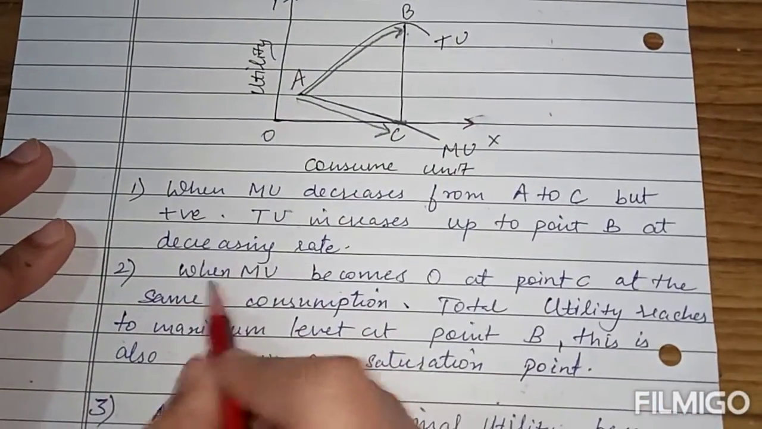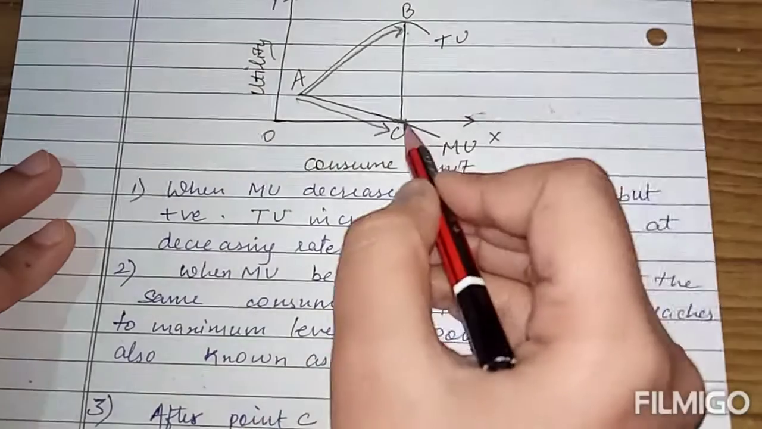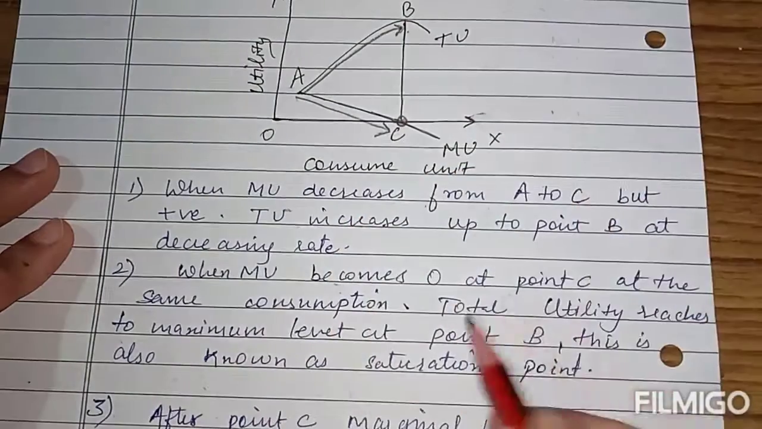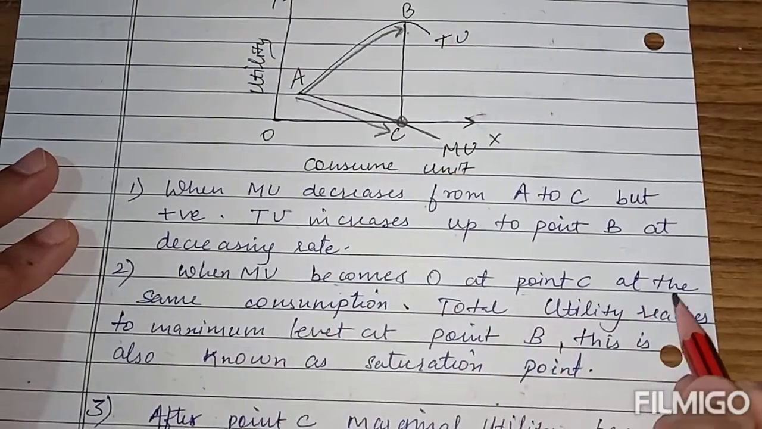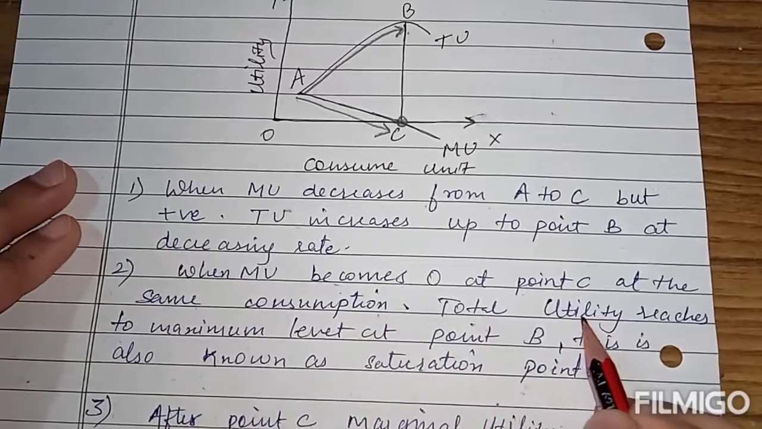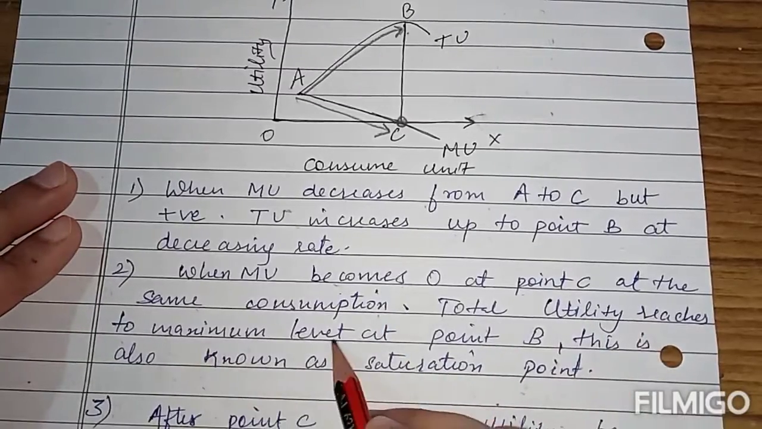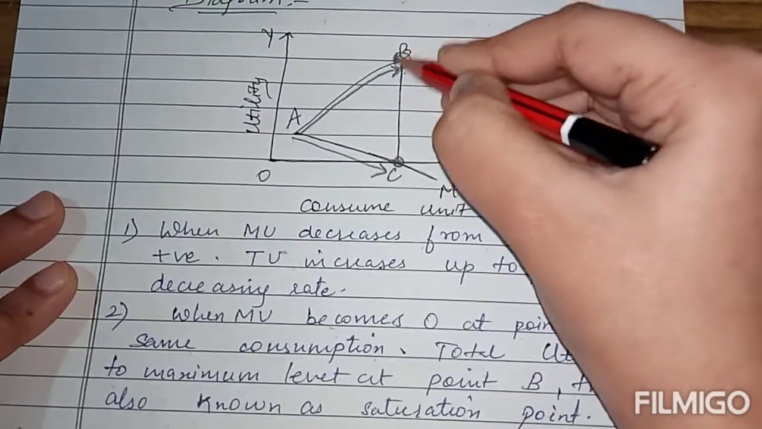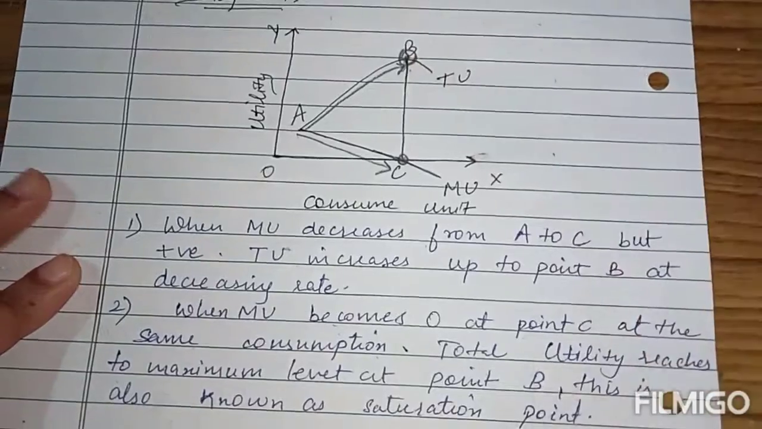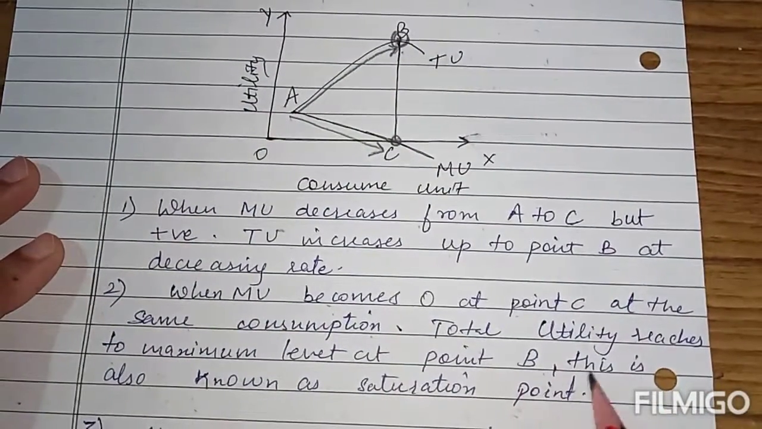Now the second is when marginal utility becomes 0 at point C. At the same consumption, total utility reaches its maximum level. Total utility reaches its maximum at point B. This is also known as the saturation point.